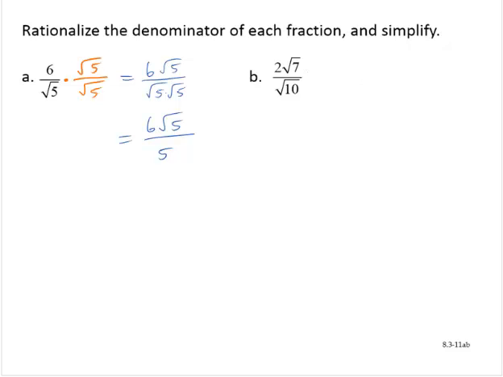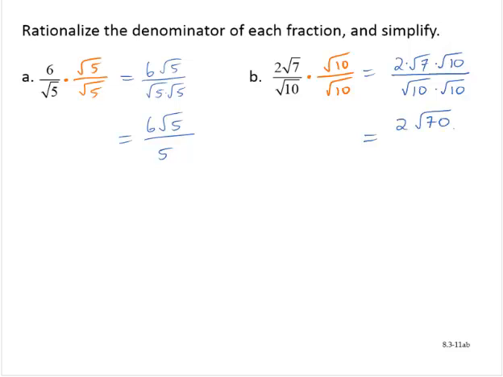Exercise B, we have 2 times the square root of 7 over the square root of 10, and again we are asked to rationalize the denominator. So again what I will do is multiply by the equivalent denominator, so the square root of 10, and remember to multiply in the numerator by that same quantity. So my new numerator is 2 times the square root of 7 times the square root of 10, and the denominator is the square root of 10 times the square root of 10. Simplifying the numerator, I can write that as 2 times the square root of 70, and the denominator is 10.